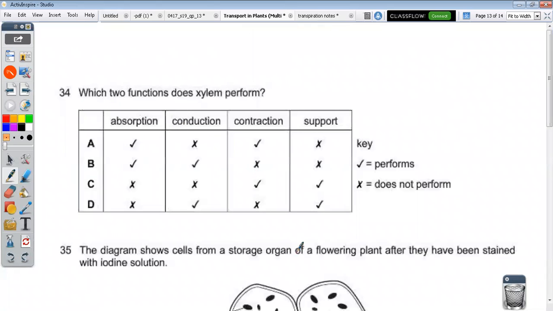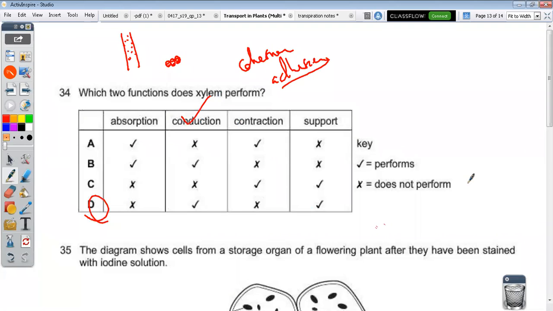Now, which two functions does the xylem perform? We talked about support, support and what? What's the best answer there? Number 34. Conduction. Remember, with xylem, we have cohesion and adhesion. Water has a tendency, as it is moving, of particles sticking to one another. That's why we're talking of the conduction here. The particles also have a tendency of sticking to the xylem walls as they move, clear? So that's where the conduction is coming from, and support.